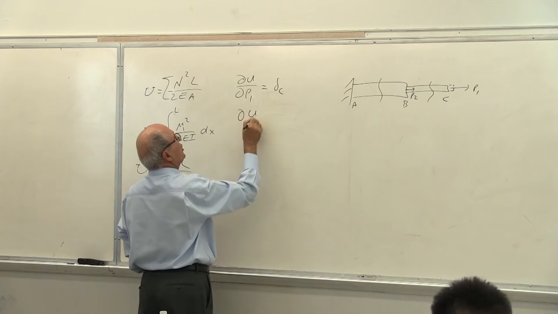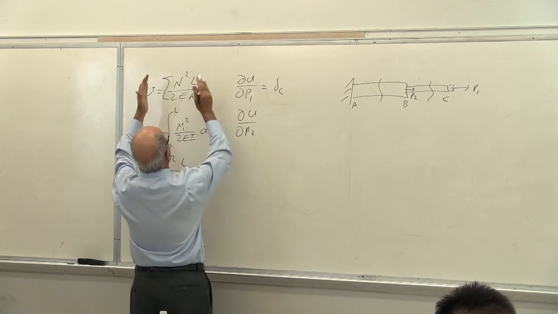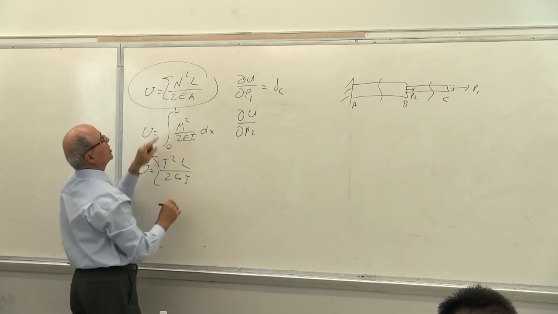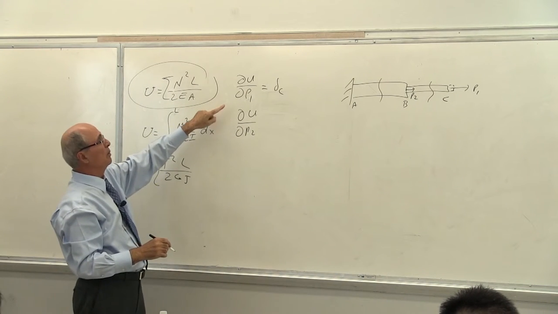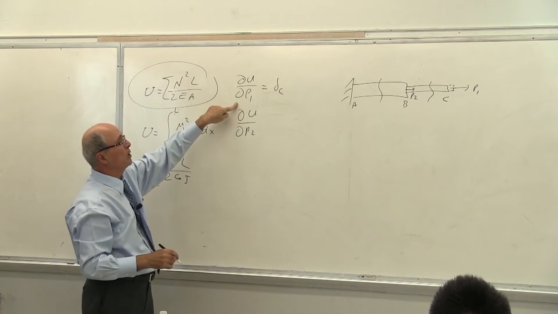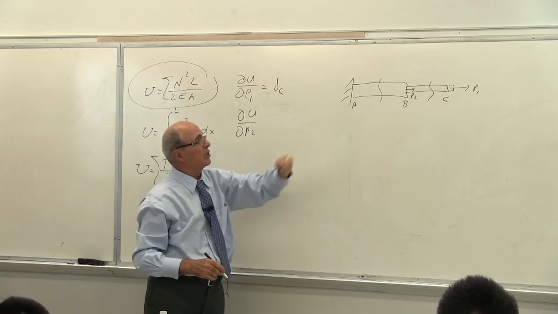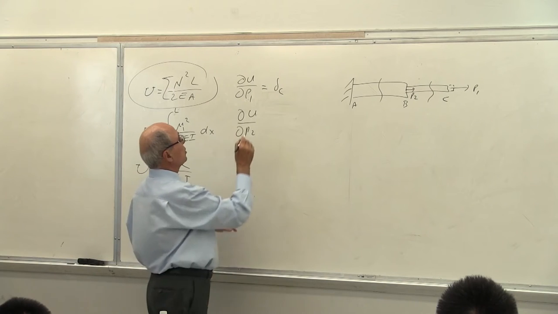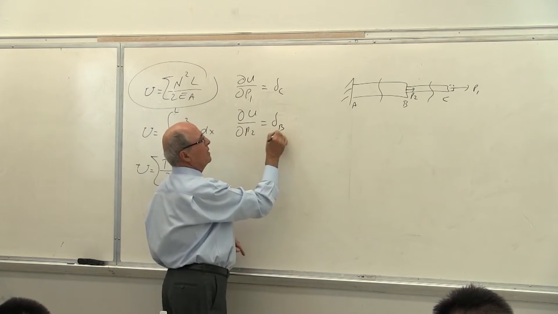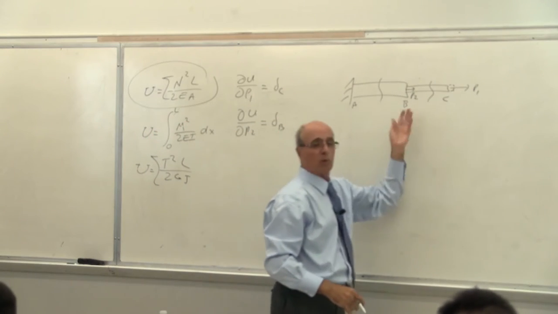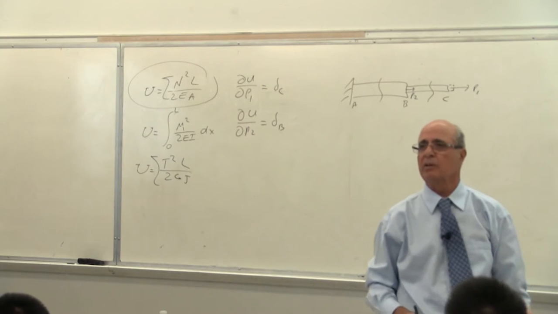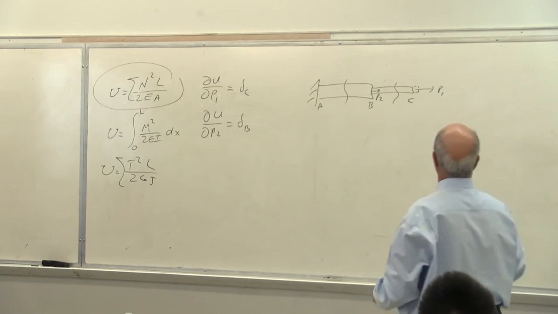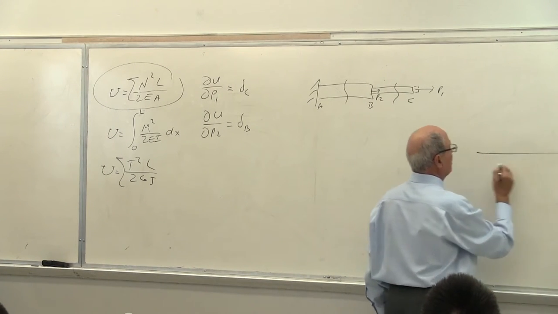However, if I take dU with dP2 for this formula, this is the total energy. This is the U. If I take dU over dP1, I get delta C. If I take dU by dP2, I get delta at B, because B also goes forward. Yes or no? Is that correct or not? However, this is what probably you had in your mind, which was correct.